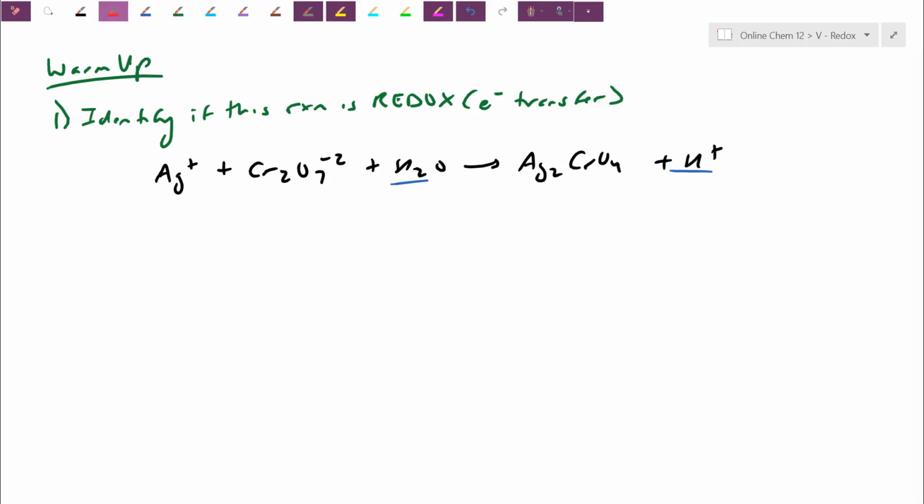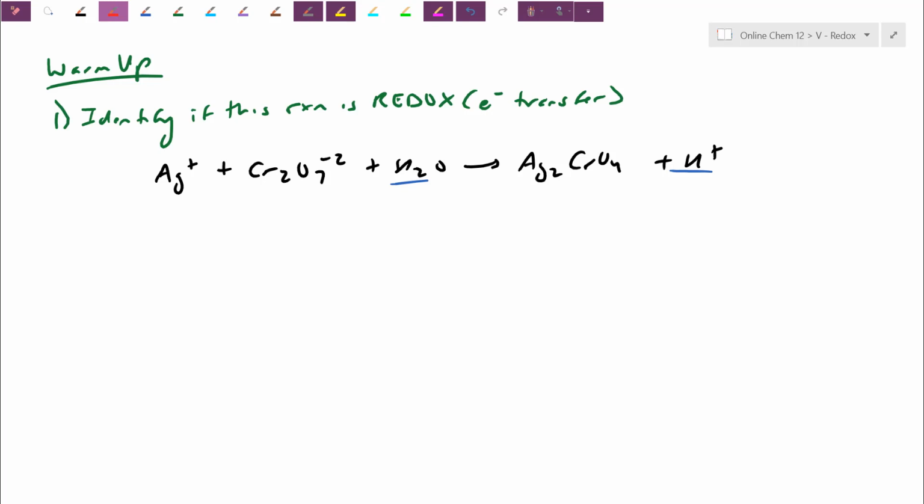Remember last day we had introduced this whole notion of oxidation number and oxidation state. That was not a real charge, but they were numbers where if the number went up, oxidized. If the number went down, reduced. So what you're going to do to try to answer this problem is go through and tell me what the oxidation numbers of absolutely everything are.